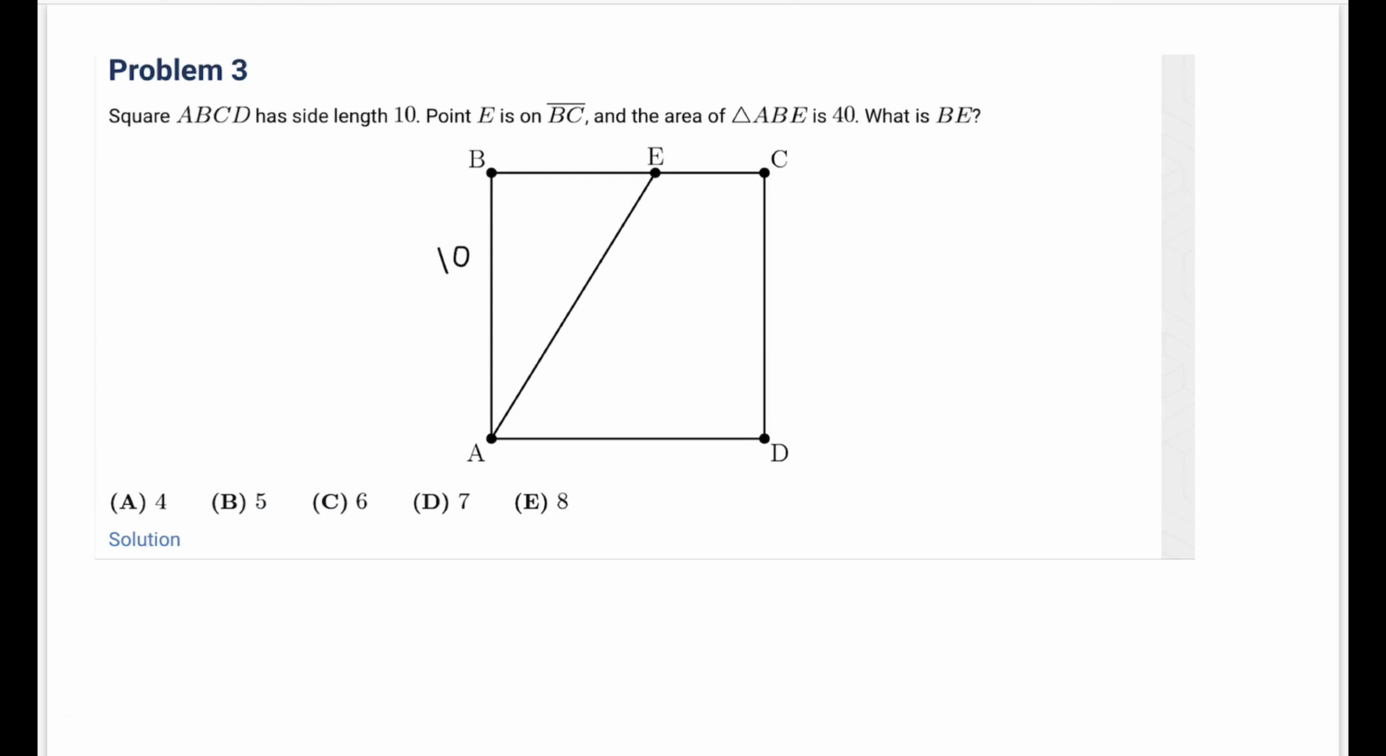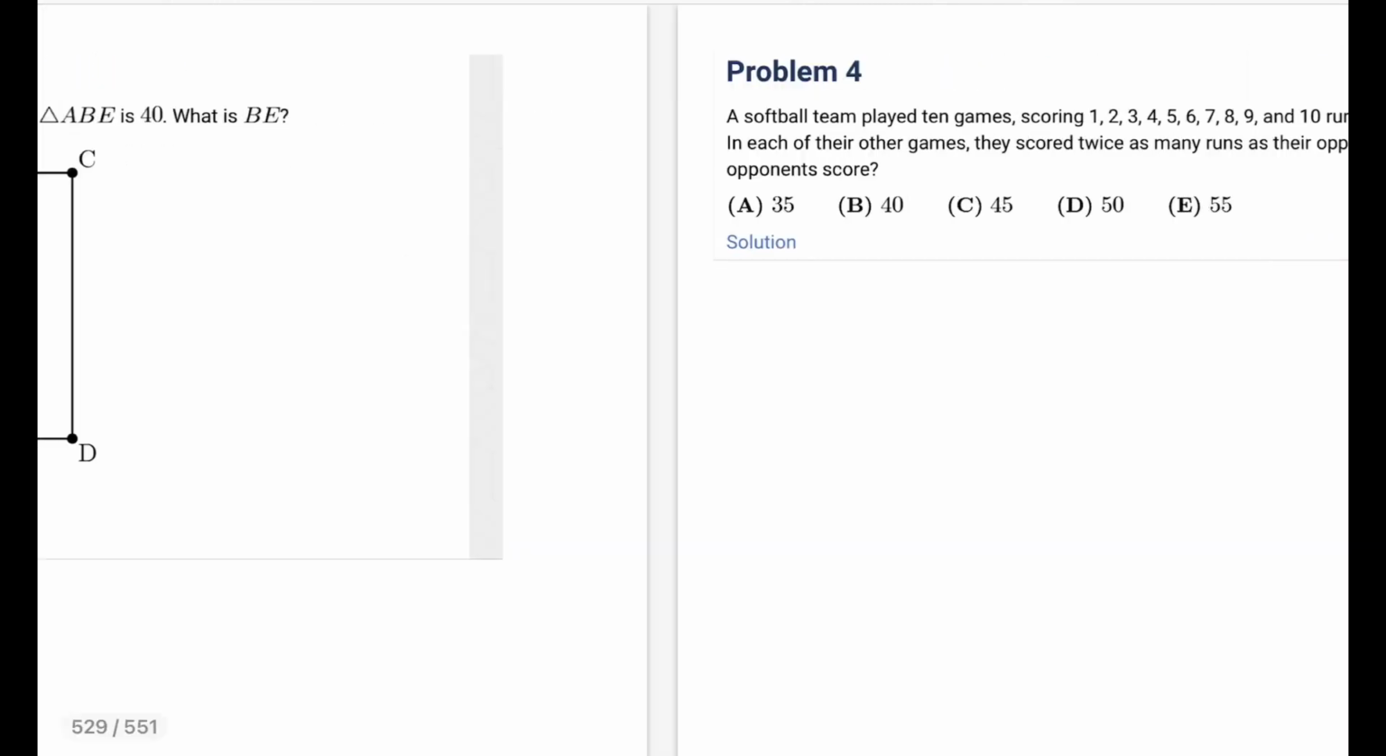Number 3, square ABCD has side length 10, so this is 10. Point E is on BC and the area of ABE is 40. What is BE? And so if this were a straight line, then this much area would have been twice, so this would be 80, and so this would be 8. The answer is 8. It's E.